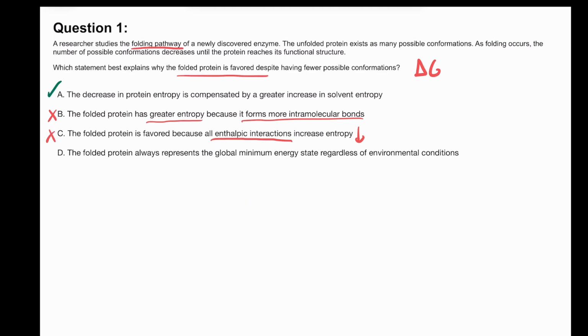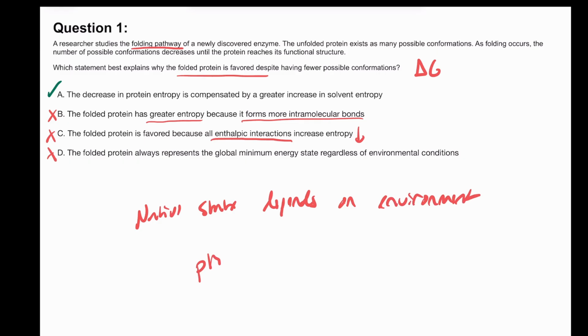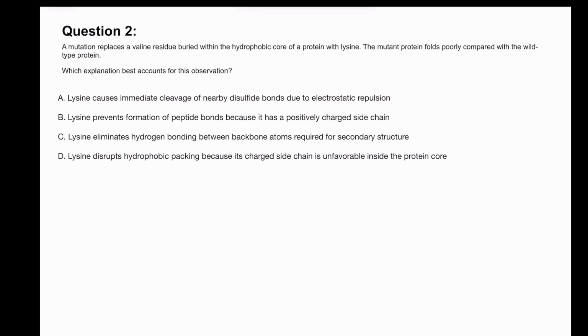And finally, answer choice D. The folded protein always represents the global minimum energy state regardless of environmental conditions. Well, we know this isn't the case. We know that the native state of a protein depends on the environment. So, for example, we know that changing pH, changing heat, changing what molecules are in solution, all can impact how a protein folds and how it assembles in solution. And so for question 1, that's why the correct answer choice is A. Okay, so moving on to question 2.